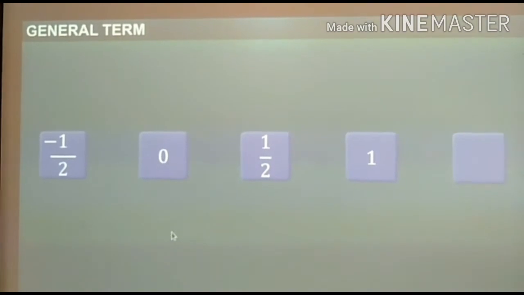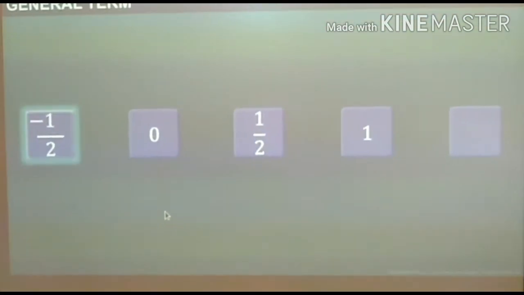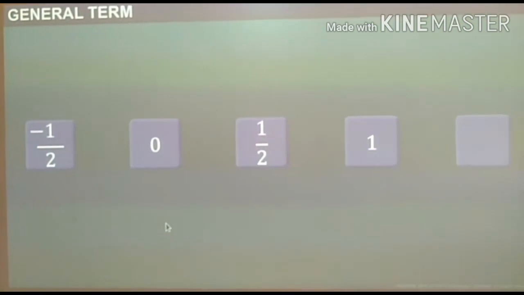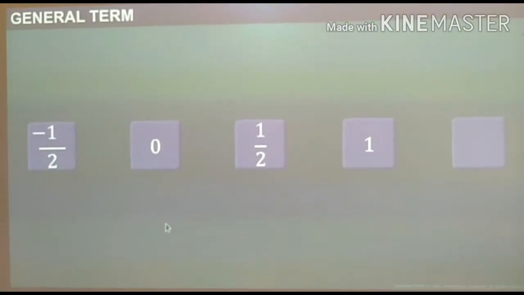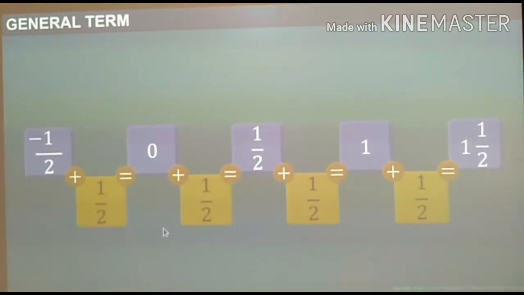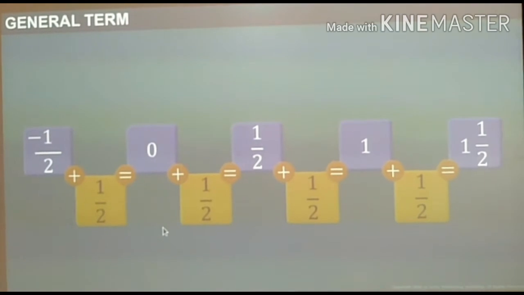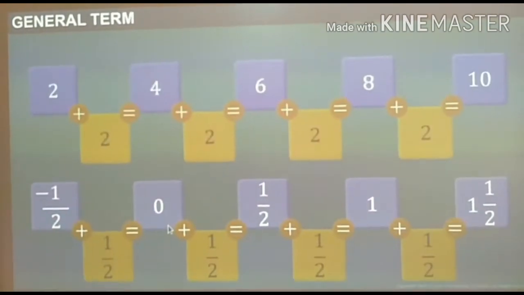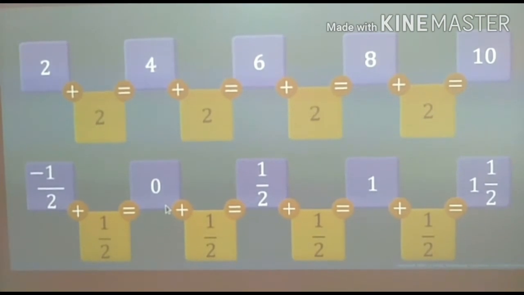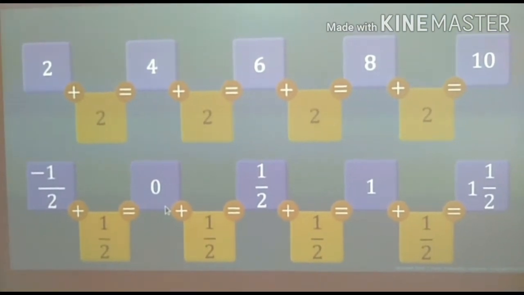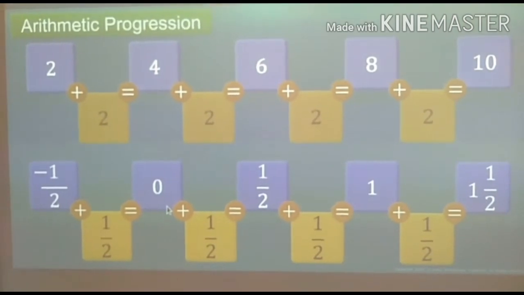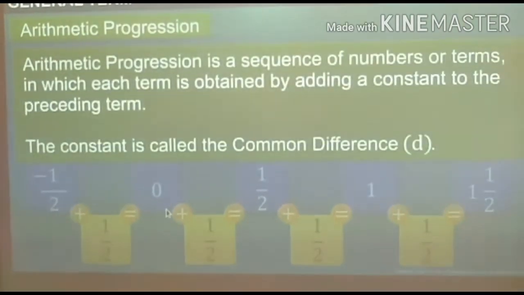Let's take another sequence: minus 1 upon 2, 0, 1 upon 2, 1, where also the fifth term is unknown. The common constant here is 1 by 2. So from these two sequences, one thing is very clear, that we obtain each term by adding a fixed value to the preceding term. This type of sequence is called arithmetic progression.